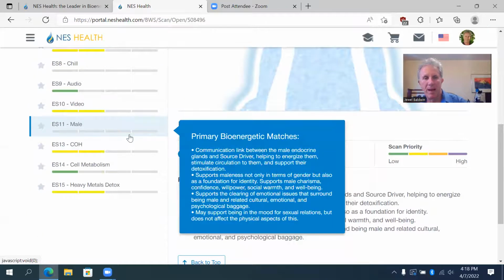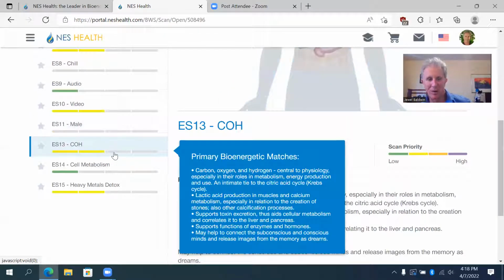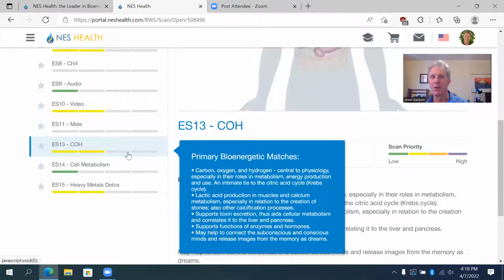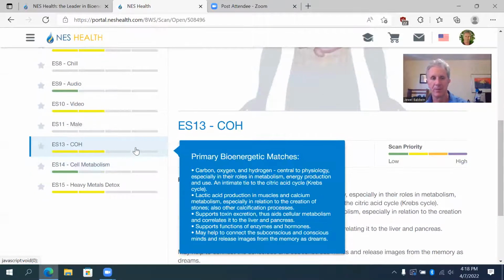That is the hormone imbalances for men, low testosterone. ES13 came up today for a client of mine, carbon, oxygen, hydrogen. So this is basically a dysfunction, a communication problem in the mitochondria where the body is not producing ATP correctly. So this is a marvelous remedy to correct the utilization of carbon, oxygen, and hydrogen to produce energy.